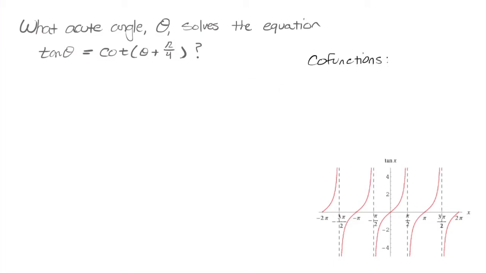And what are cofunctions? Well, I'll give you an example. Cotangent and tangent are cofunctions. Cotangent of something, cotangent of x, anything, will always be equal to the tangent of pi over 2 minus x, pi over 2 minus that thing.